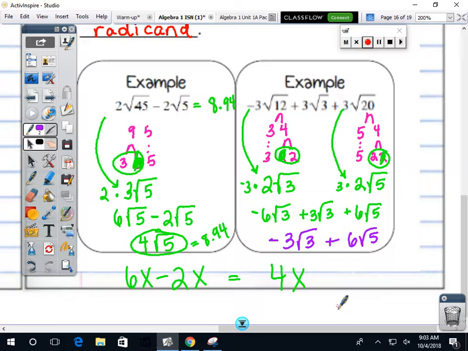Now, just like always, you can check on your calculator. So first type in the original question, negative 3 square roots of 12. Make sure you use the arrow to arrow over and out of the radical before typing in plus 3 square roots of 3. And then arrow over again to get out from under the radical. And then plus 3 square roots of 20. And what is that equal to?